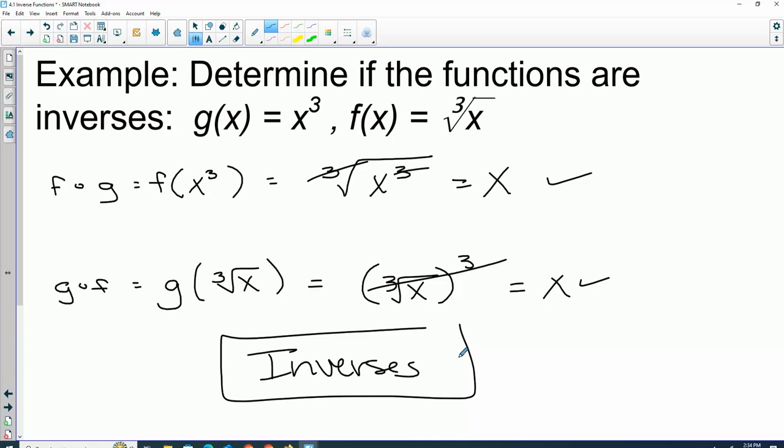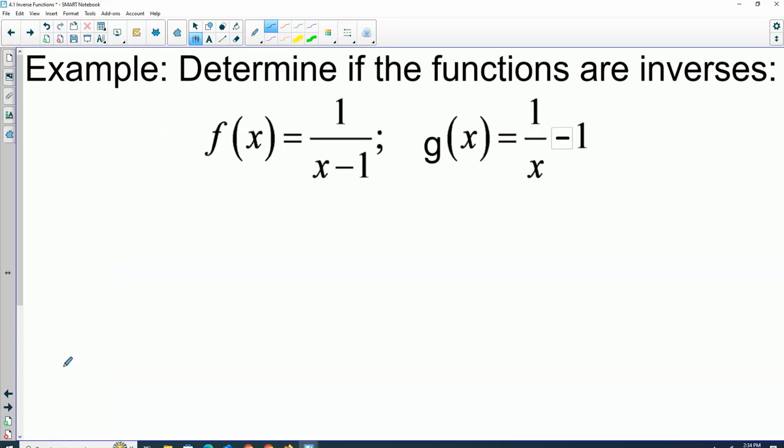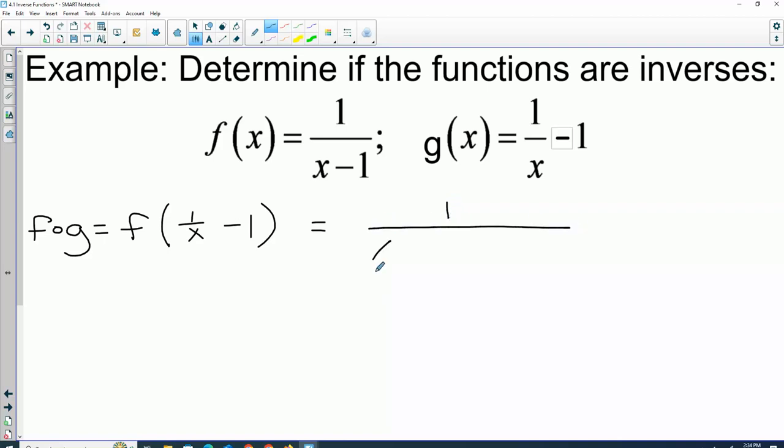Let's try a couple more of these. We'll do some with a little more to them. So f is 1 over x minus 1. g is 1 over x with a minus 1 on the end. So if I want to see if they're inverses, we can do f composed with g. So g is 1 over x with a minus 1 on the end. If I put that into f, f is 1 over the thing I'm plugging in minus 1.